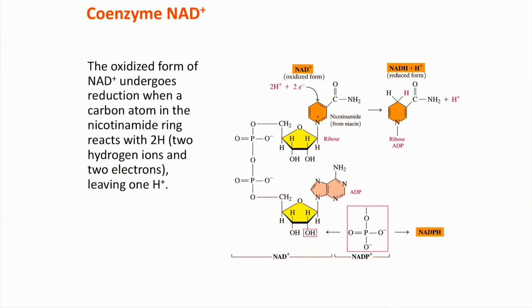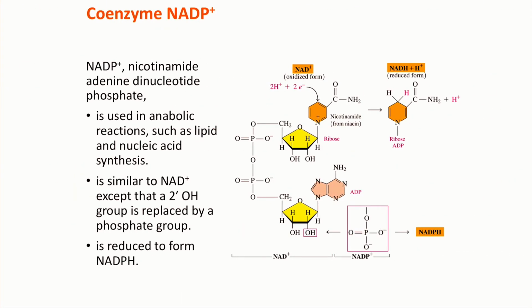Next, the coenzyme NAD+. The oxidized form, NAD+, undergoes a reaction when a carbon atom in the nicotinamide ring reacts with two hydrogen atoms, leaving one of the hydrogen atoms. So this is the actual form of the molecule when it is oxidized, NAD+, where this bond is one that accepts the hydrogens. This is the reduced form where it has accepted two hydrogens. So this is the idea behind the NAD+ molecule.